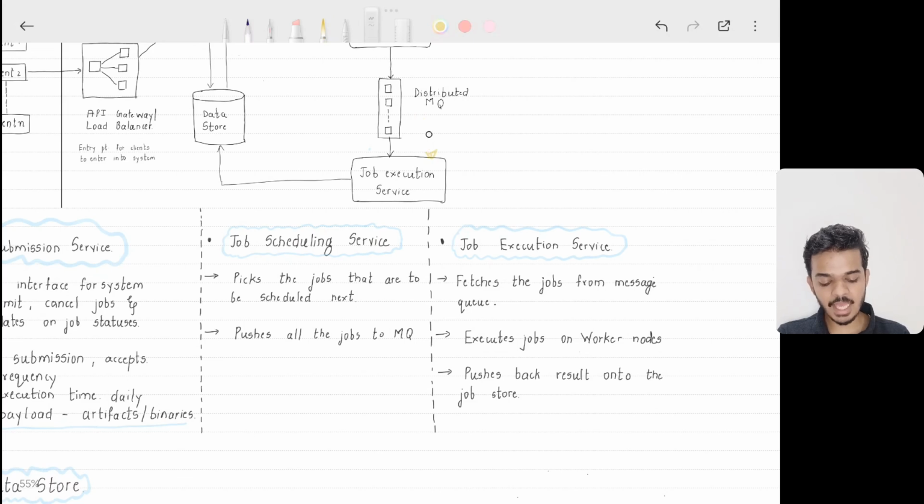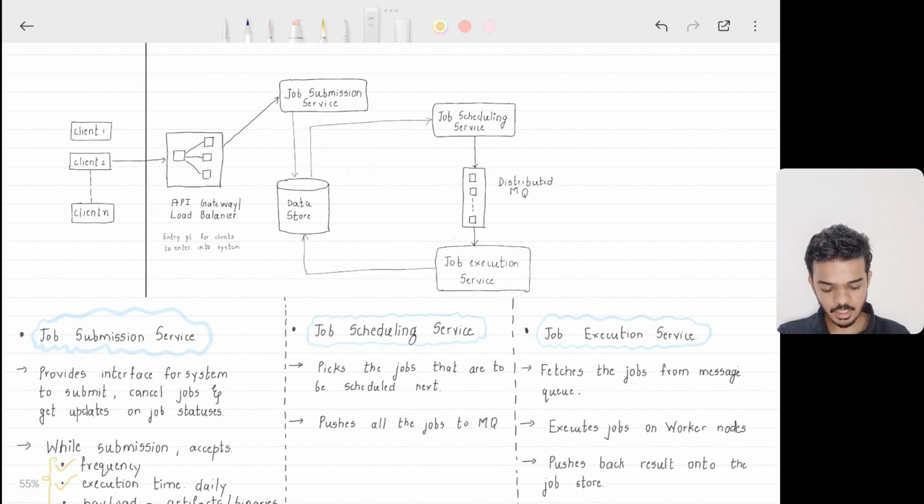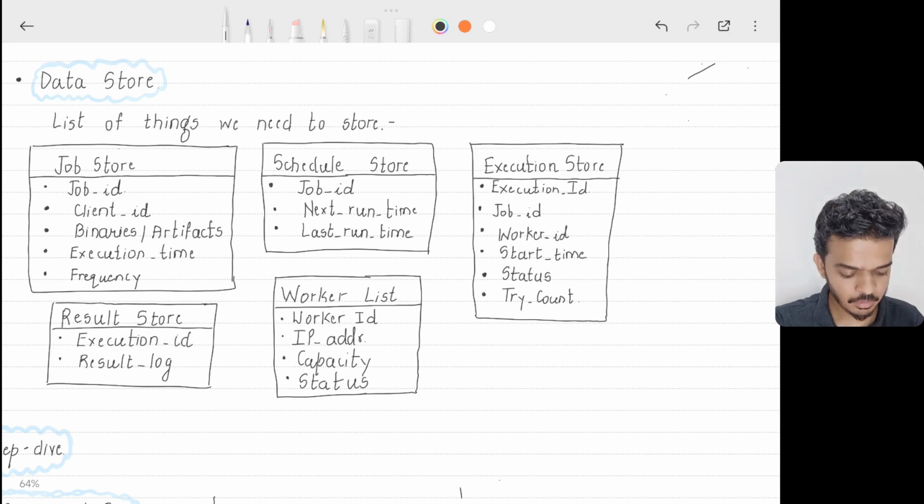So this is the high level design of a job scheduling service. These are the things we'll require. Now let's have a look at what all data we will need to store.